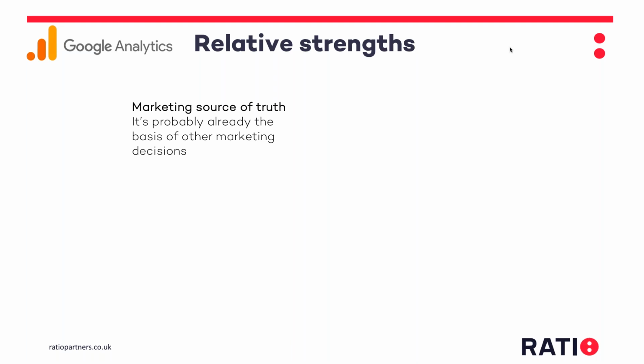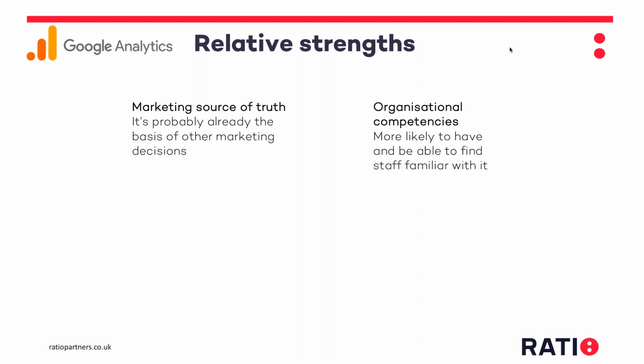The first one, and it's non-trivial, is that it's probably already your marketing source of truth, and it's best where possible that your numbers should match up. Most of our customers, even though they're using Sitecore as a content management system, are still defaulting to Google Analytics as the source of truth, as that's what they've been using already. You probably have organizational competencies around Google Analytics. You're going to find it easier to find people who already have those skills. There's more literature available from a training and development point of view. And again, that's a non-trivial benefit.